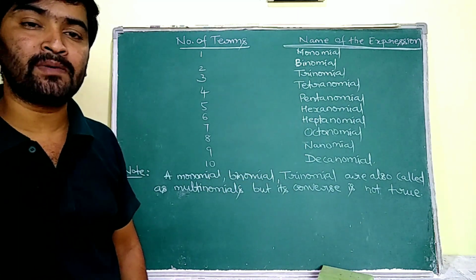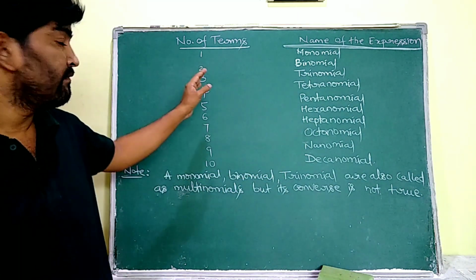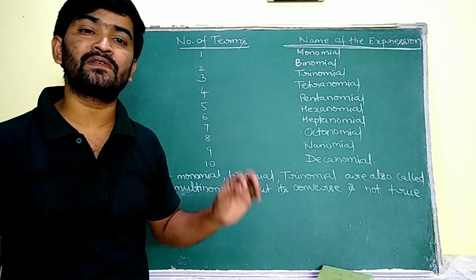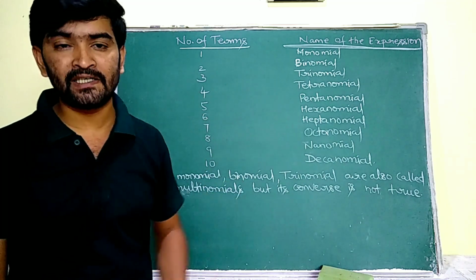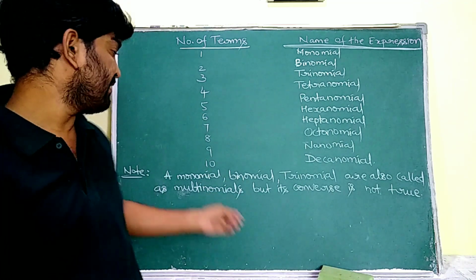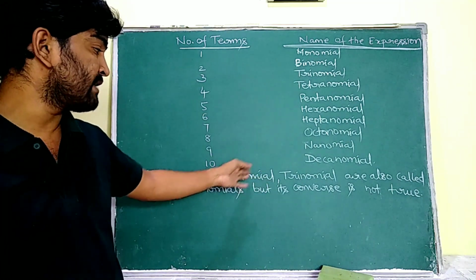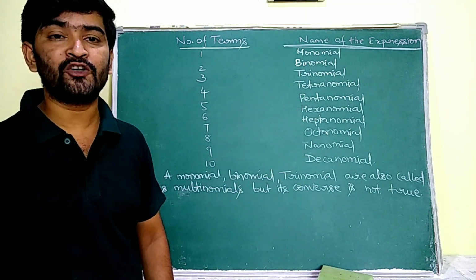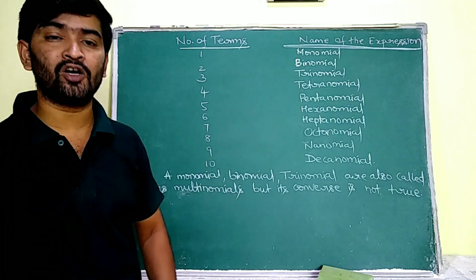Okay, and we have to remember one more thing. We discussed multinomial. Multinomial means an algebraic expression which consists of 3 or more terms. Okay, a monomial, a binomial with 2 terms, a trinomial with 3 terms, is also called a multinomial. But its converse is not true.